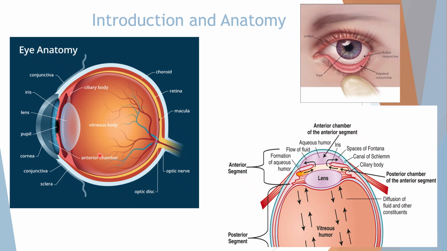The lens is located behind the iris, so this large area right here. Okay. And it helps change the shape and focus light onto the retina for clear vision at various distances. So it depends on how far away something is or how close something is. It's going to help focus the light. Okay.